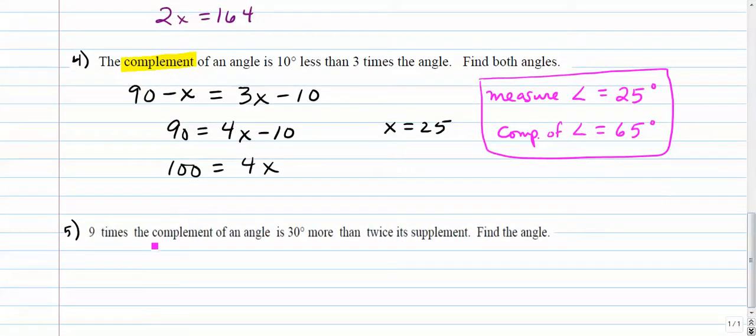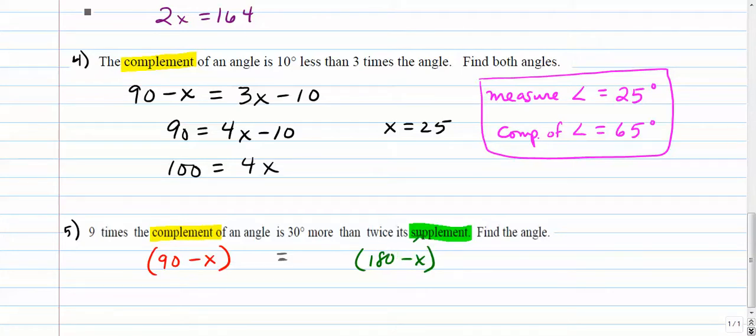Last one. 9 times the complement of an angle is, there's our equal sign, 30 more than twice its supplement. Alright, so we've got some replacements to do here. We've got a replacement where we see the word complement. We're going to replace that with 90 minus x. And over here we have a replacement supplement. We're going to replace that with 180 minus x. So those are simple replacements right there.